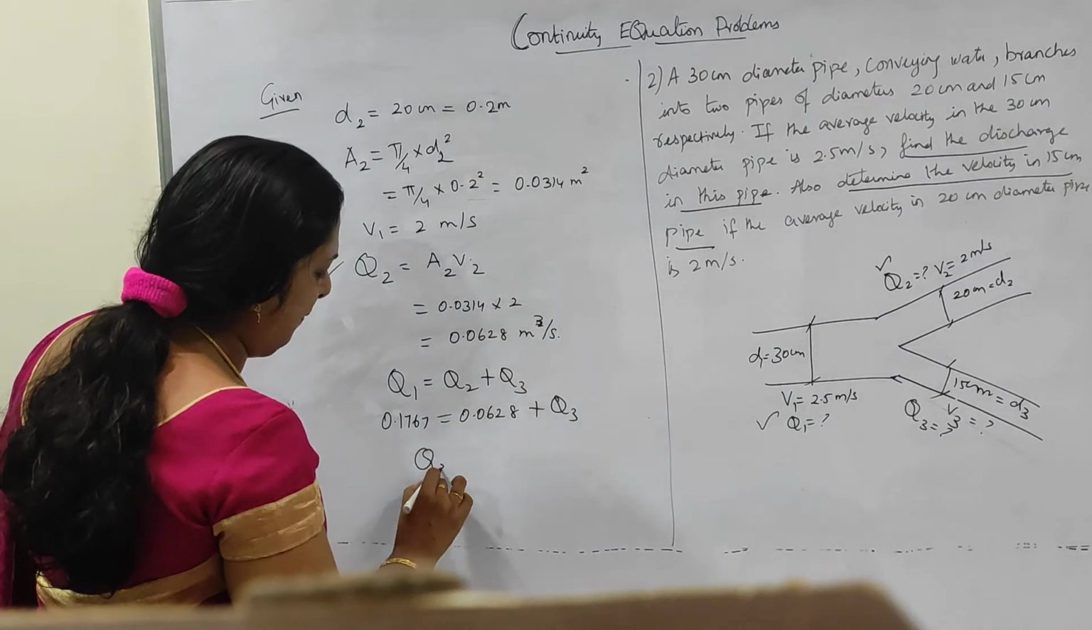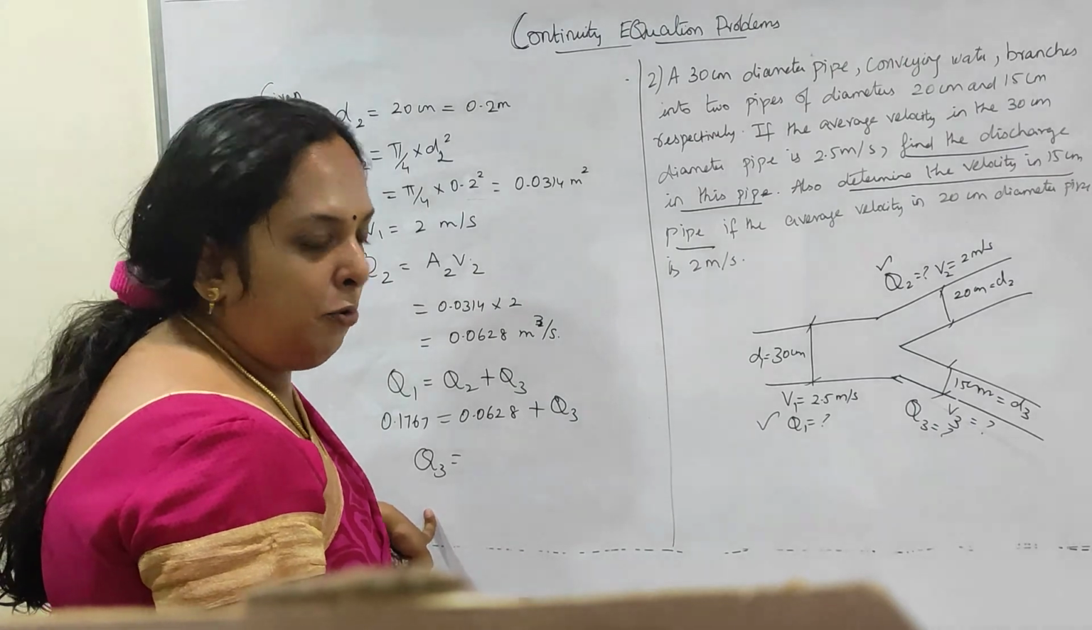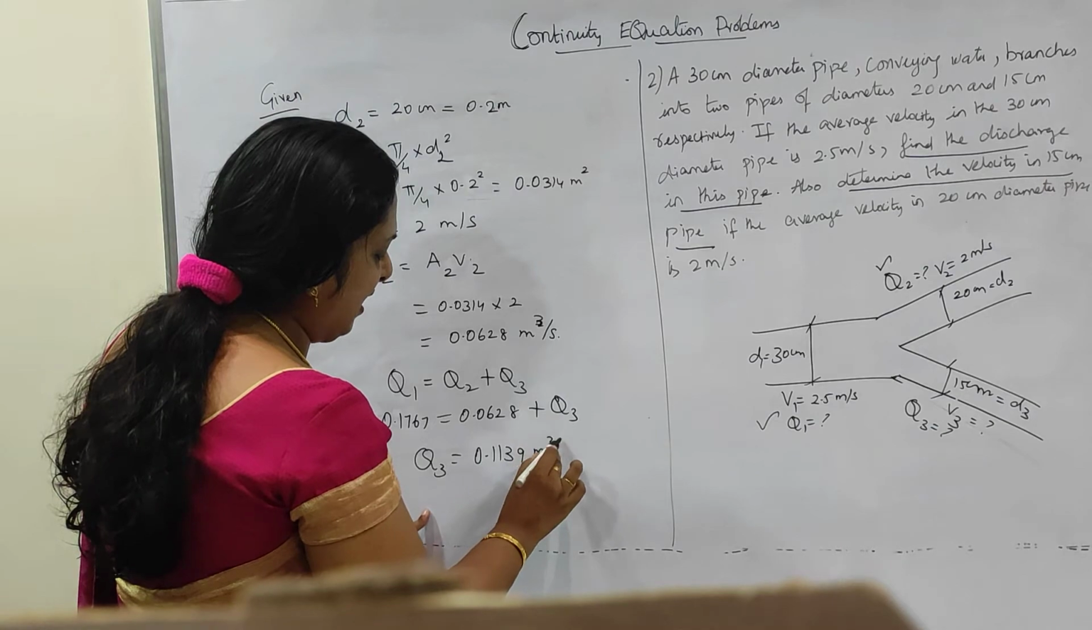So what is the value of your Q3? Just by subtracting this, we will be able to find out the value of Q3. It is 0.1139 meter cube per second.